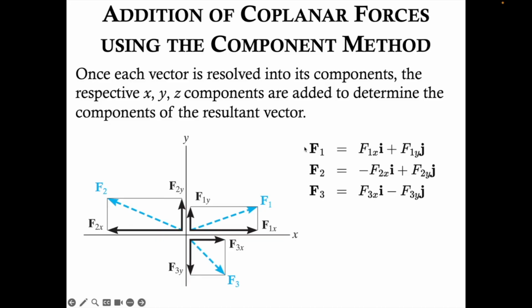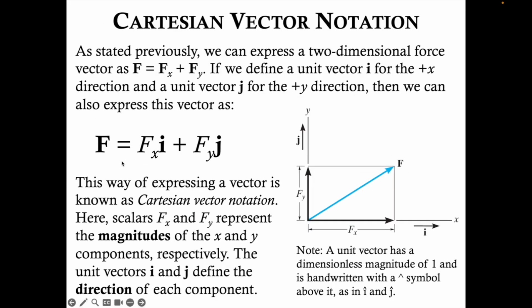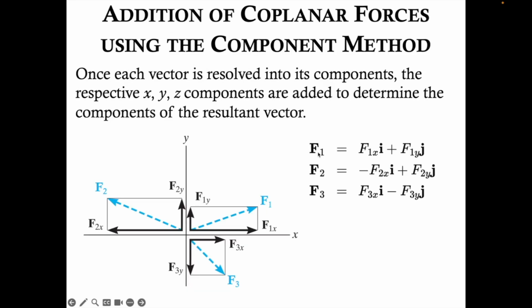So using Cartesian vector notation as we just introduced it, let's go back a second to remind ourselves what that is. This is a vector expression using i hats and j hats, the unit vectors. This is Cartesian vector notation of a force vector. Vector F1 is expressed as F1x i hat plus F1y j hat.